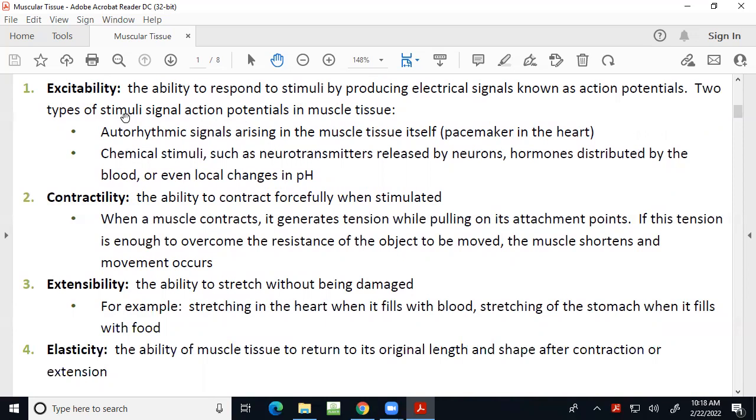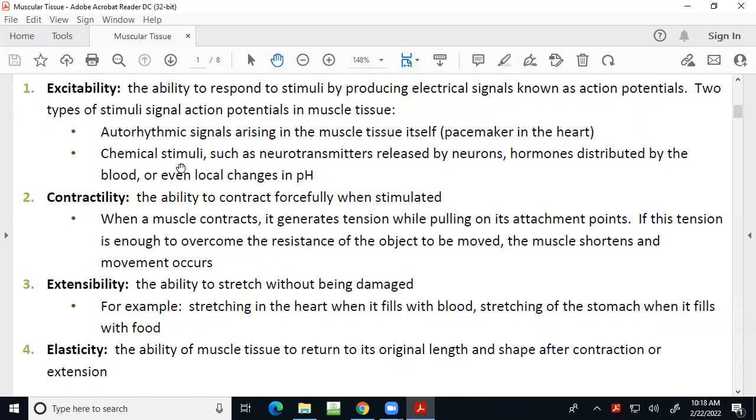Two types of stimuli can signal an action potential in our muscle tissue. Those that come from within the tissue itself, like in the case of the pacemaker of our heart, which our body naturally has. You've probably heard of somebody having an artificial pacemaker put in. We call those signals autorhythmic. Auto is a prefix that means self. So that's why it gets that name, because it's coming from within itself.